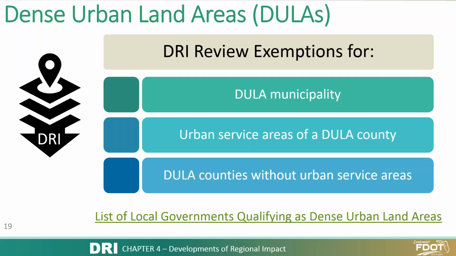DULAs include a municipality that has an average of at least 1,000 people per square mile of land area, with a minimum total population of at least 5,000 people. A DULA county, including all the municipalities located within that county, has an average population of at least 900,000 people and has an average of at least 1,000 people per square mile, similar to that of a municipality.